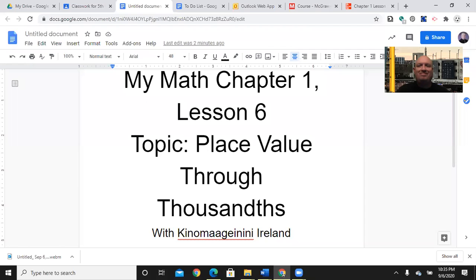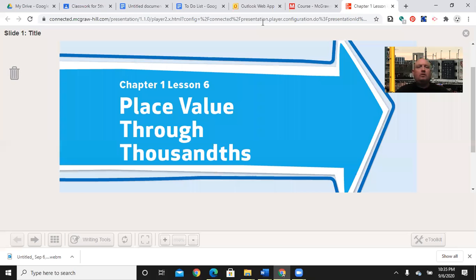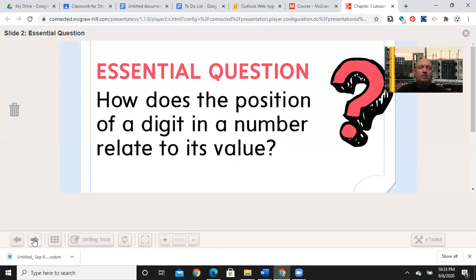Today we'll be looking at Chapter 1, Lesson 6. Today's lesson will be featuring place value through thousandths. The essential question in this chapter remains, how does the position of a digit in a number relate to its value?